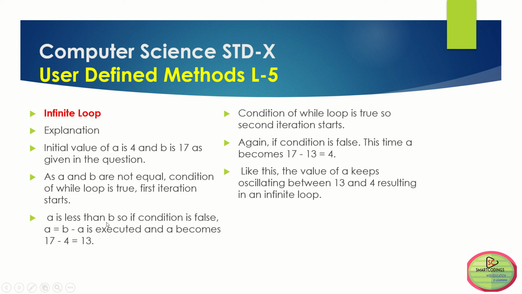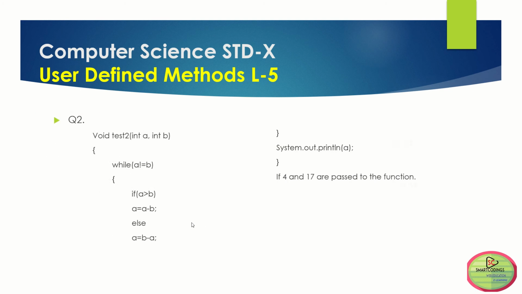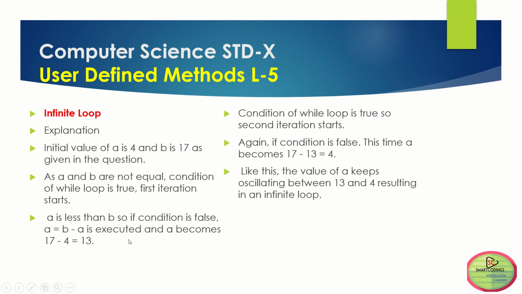A is greater than b, so the if condition is false, because as you can see, a was 4 and b was 17, so this condition is false. It will go to the else part over here, right? So in the else part, what will it do? See here, students. The condition is false, so a equal to b minus a is executed. That is the else part executed. B was 17 and a was 4. 17 minus 4 is 13. The value of a becomes 13 now. Now again, the while loop condition is true, so the second iteration starts. So now the new value of a is 13.